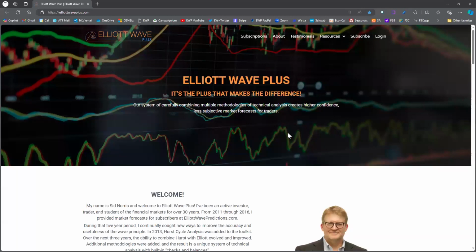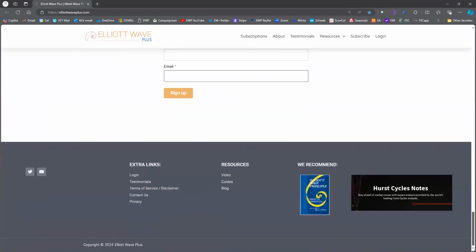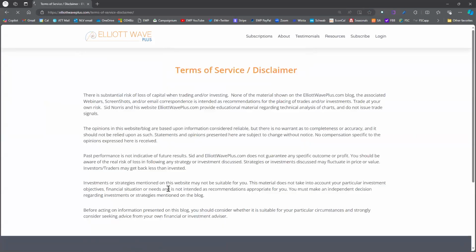I want to point out specifically, if you can scroll to the bottom of any page at my website and click on this Terms of Service Disclaimer tab, please do that and go read that in full. If I were to summarize my disclaimer, it would be there's risk of loss in all trading.